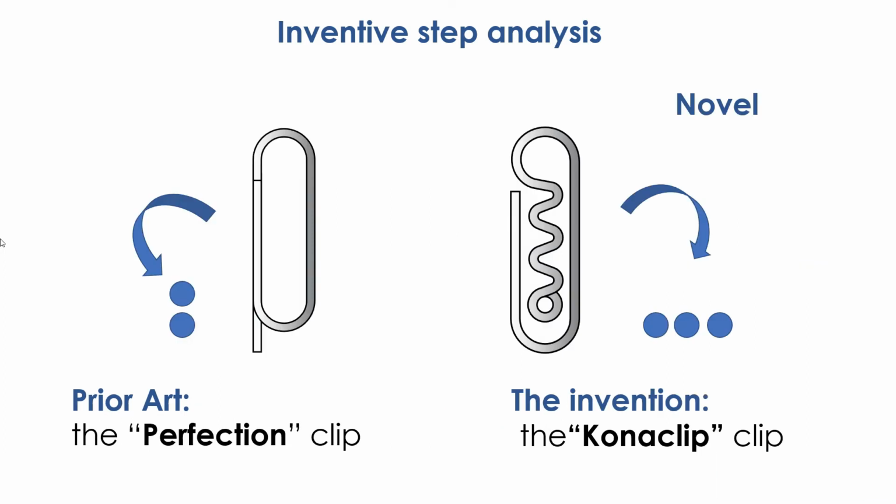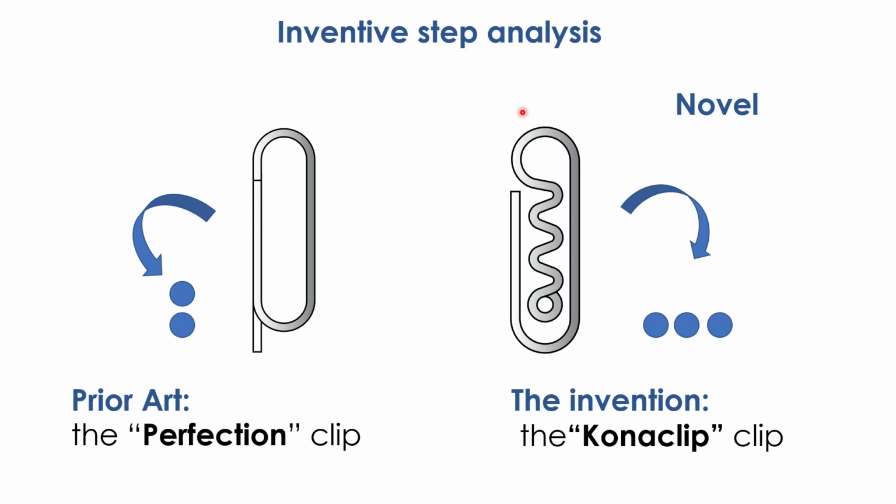Let's move the time forward and let's say the paperclip did have an evolution. Let's say this time the present invention is the Kona clip and one of its prior art is the perfection clip on the left side. And so here I decided that the Kona clip is novel over the perfection clip, but make sure that that novel feature can be read in a claim.